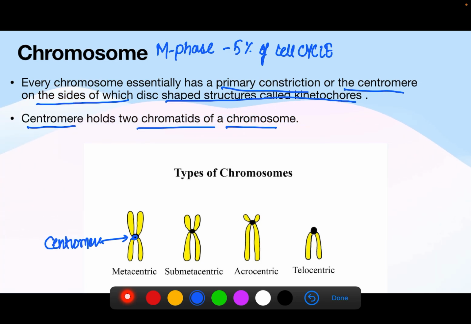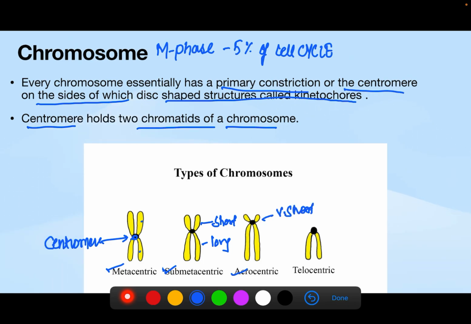Now there are 4 types of chromosomes seen. First is metacentric, in which both the upper and the lower arms of the chromosome are equal in size. Then we have submetacentric, in which the upper arm is shorter than the lower arm. In acrocentric, the upper arm is very short and the lower arm is longer.